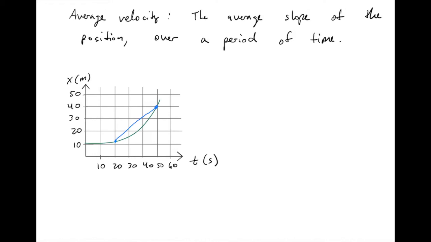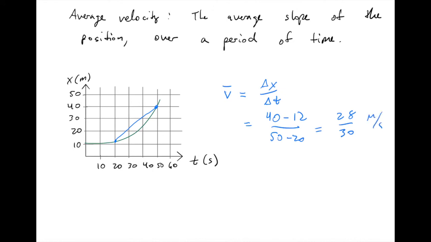The slope is equal to the rise over run. That would be the change in position, delta x, or the displacement, divided by the amount of time it took, delta t. The numerator will be 40 minus 12, because the position is about 40 meters at the final point and about 12 meters at the initial point. The time would be 50 minus 20, the final time minus the initial time. Then work out the math, and it works out to about 28 over 30 meters per second.